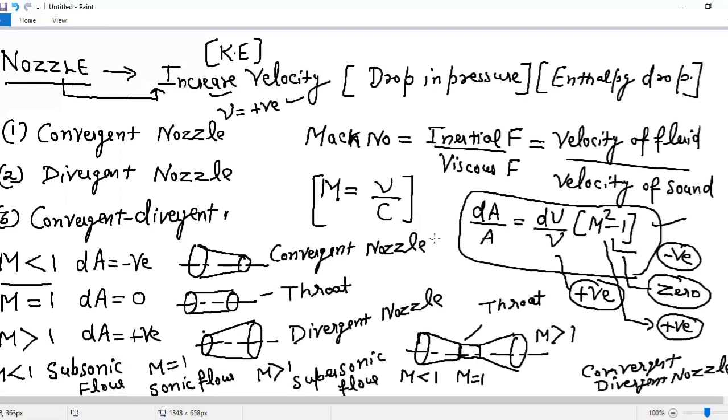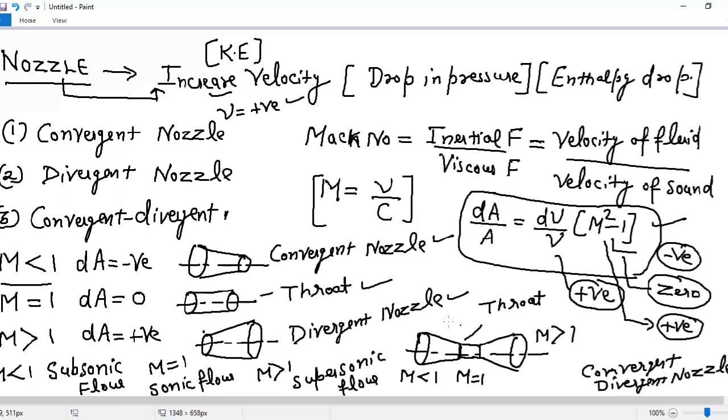we have to use convergent nozzle. If it is flowing with sonic flow, then we are going to use a throat kind of thing in which the area will not change. The change in area will remain 0, area will remain constant. And if the flow is supersonic, then we are going to use a divergent nozzle. And this type of nozzle, called a convergent divergent nozzle, is mostly used where we can convert subsonic flow into sonic flow, and at the end we can convert the sonic flow into supersonic flow. This is basically one and all.